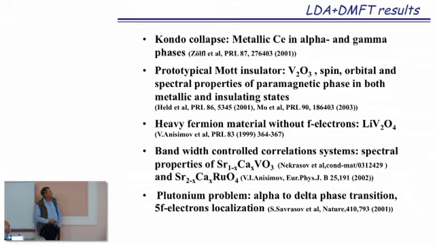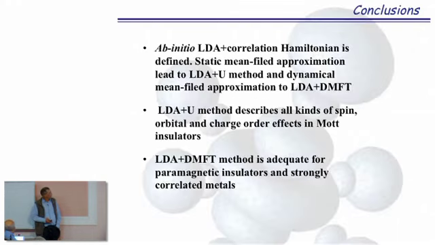Well, then, what else was there? V2O3, a very interesting heavy fermion without f-electrons, then bandwidth control materials, and plutonium. We tried, maybe not completely describing the alpha-gamma transition, but nevertheless, we were able to reproduce the strong change of localization of f states. Now, conclusion.